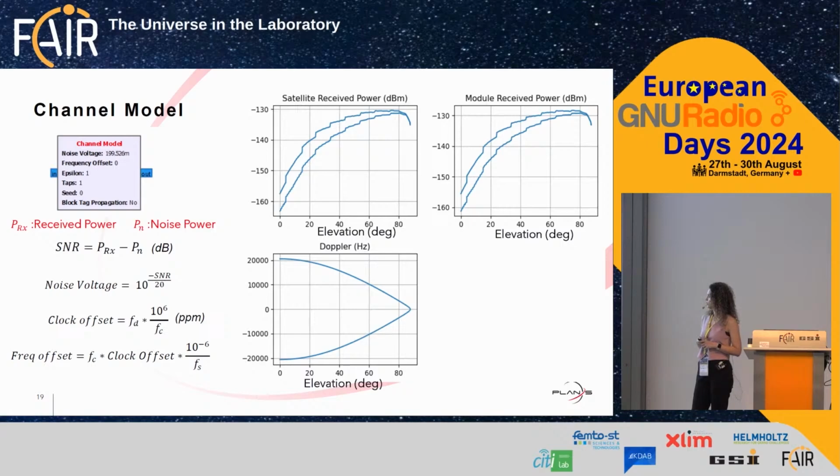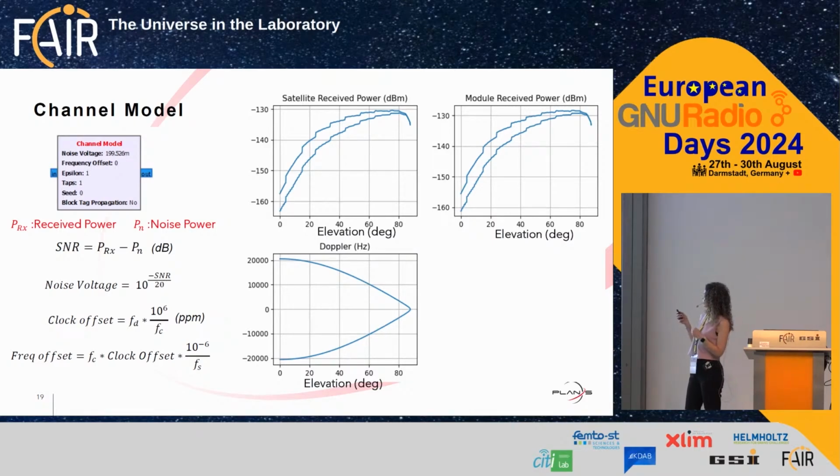The channel model has a developed GNU Radio block as shown, and SNR is calculated as received power minus noise power. Noise power is minus 174 dBm per hertz plus 10 log10 of bandwidth. And clock offset and frequency offset are calculated in the equations.